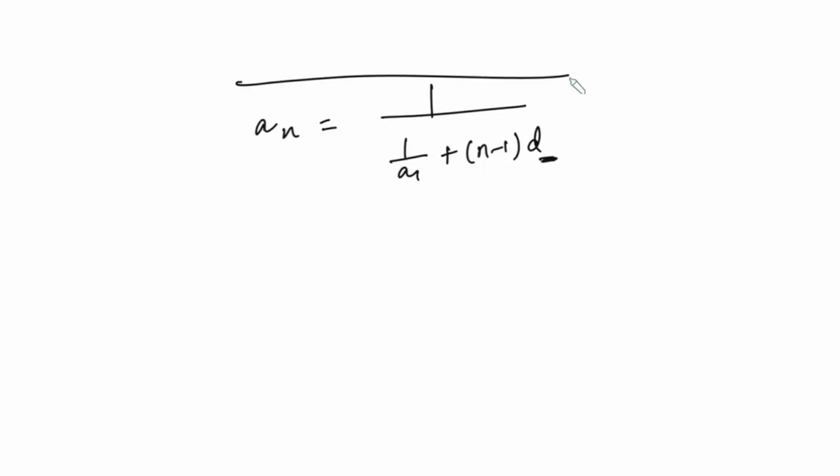The nth term of an HP is the reciprocal of the corresponding AP. So it is 1 over AN. Here it will be 1 over A1 plus n minus 1 times D, where D is the common difference of the corresponding AP, and 1 over A1 is the first term of the corresponding AP. And so this is the formula for the nth term of an HP.